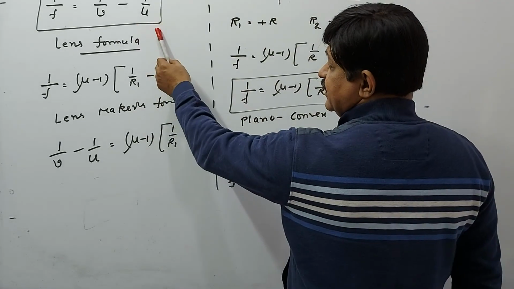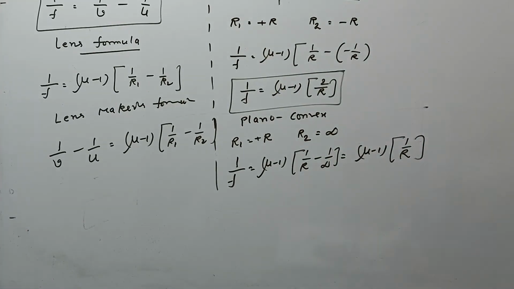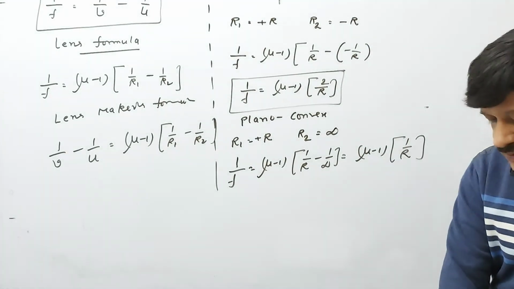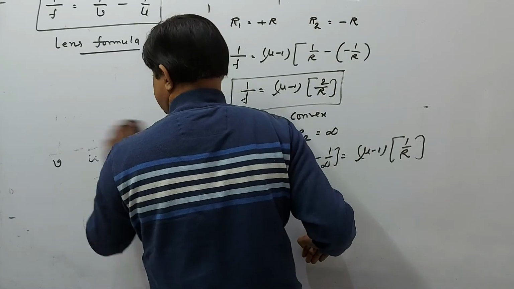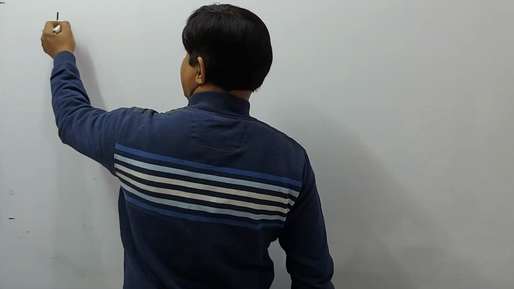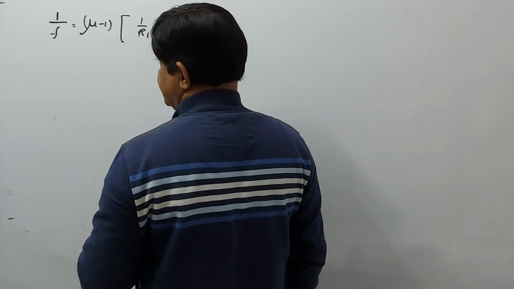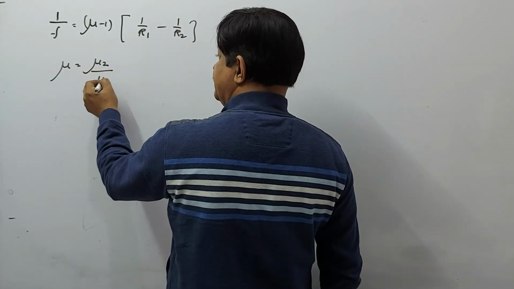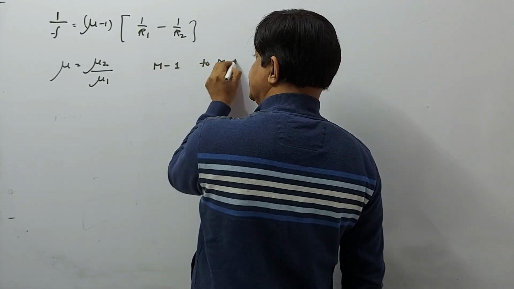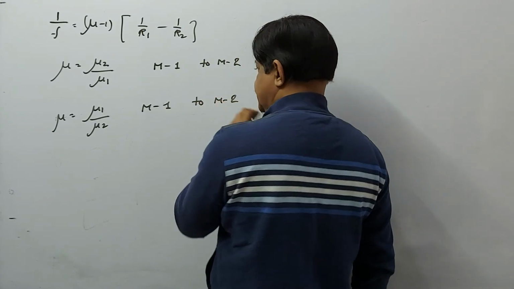The 5 formulas: Lens formula, Lens-Maker for equiconvex, and for plano-convex. 5 formulas are there. So when you write Lens-Maker formula like this, 1 upon f is mu minus 1 upon r1 minus 1 upon r2, जैसा मैंने कल भी आपसे डिस्कस किया था, this mu must be equal to mu 2 upon mu 1 when you are moving from medium 1 to medium 2, and the formula must be mu 1 upon mu 2 if you are moving from m2 to m1.